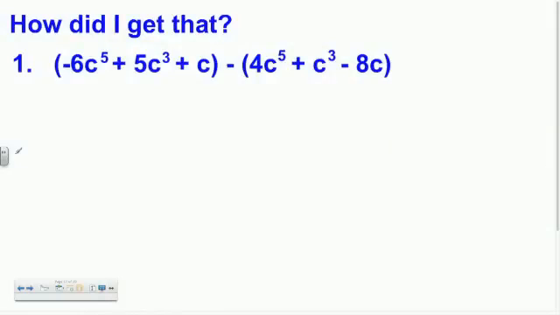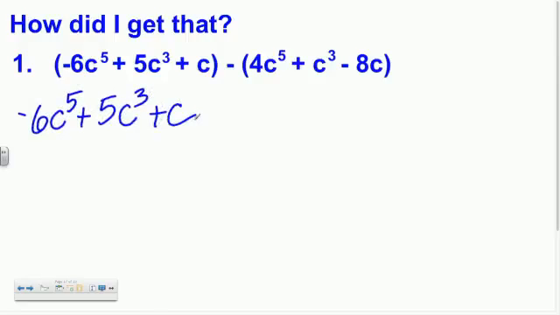All right, if you want to see how I did those, so for the first trinomial, essentially we just need to get it out of the parentheses because there's no multiplication of anything going on out here that I need to handle. So I would have negative 6c to the 5th plus 5c cubed plus c. Okay. And because I'm subtracting, there's like a negative 1 out here that I need to distribute throughout those terms. Okay, so I need to do negative 1 times 4c to the 5th, negative 1 times c to the 3rd, negative 1 times negative 8c. I'm going to come off to the side and do that scratch work.